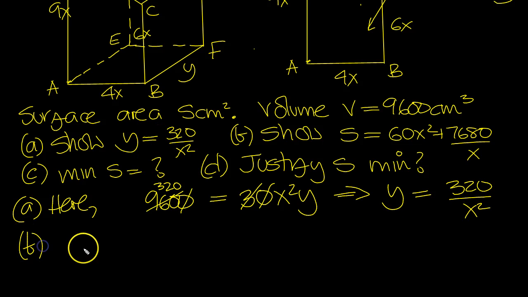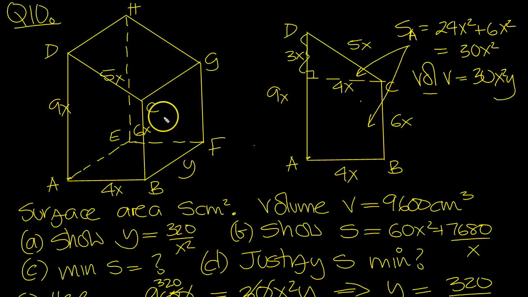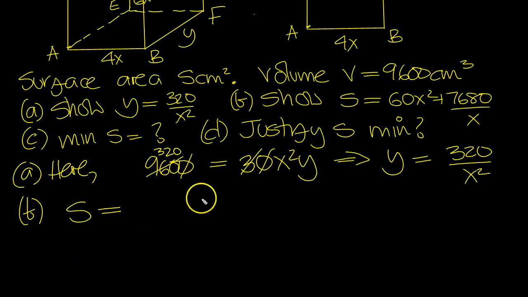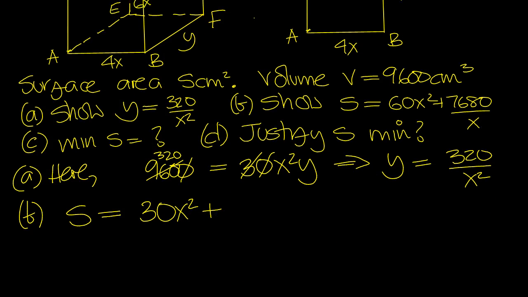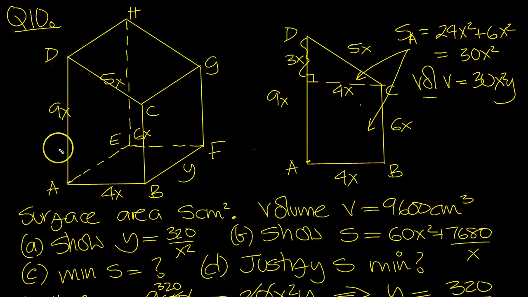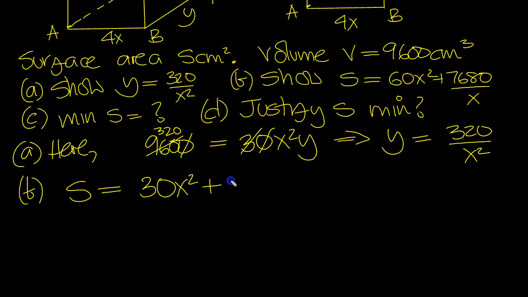Now the surface area. Well, the surface area will be the cross-sectional area, which we've done before, 30x squared, plus the area around these sides here. The depth of these rectangles is y, that's the length of them, and there are the lengths of these distances here. So you've basically got 24x times y. 24xy it will be, won't it?